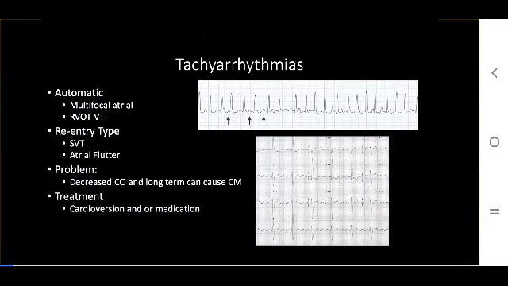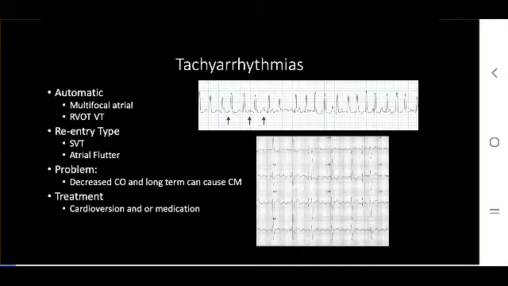So next, I'd like to go into tachyarrhythmias, and there are two different types of tachyarrhythmias that you might come across when a patient shows up in the ER and they're in extremis. There's the automatic type, where there is basically another site that's generating a competition with the sinus node, and examples of that are multifocal atrial tachycardias or right ventricular outflow tract ventricular tachycardias.